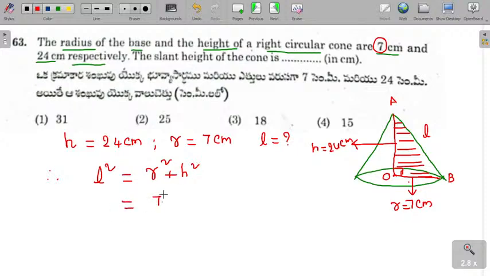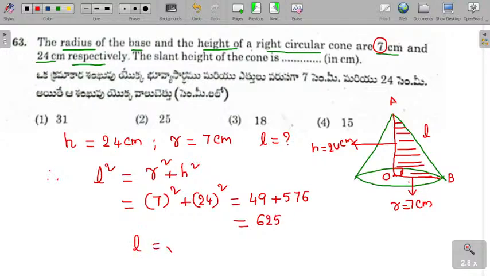So r square is 7 square, h square is 24 square. 7 square is 49, 24 square is 576. Then what do we get? This will be 625. We need to find the L value. L is equal to the square root of 625. The square root of 625 means the square root of 25 into 25. So the answer is 25 centimeters.